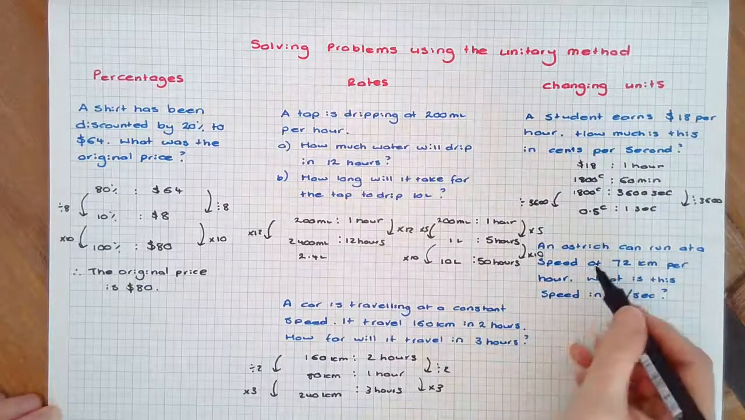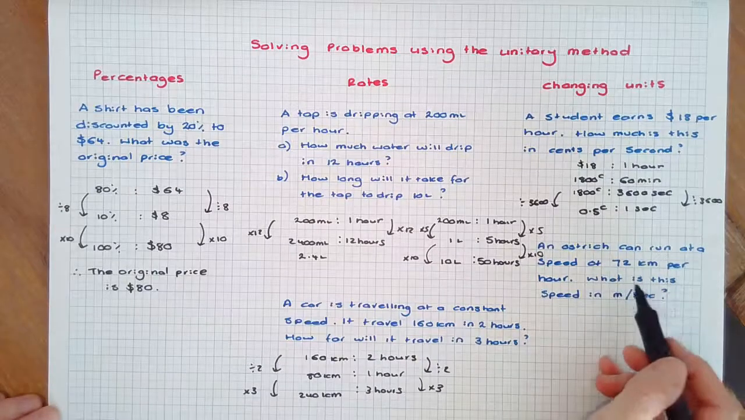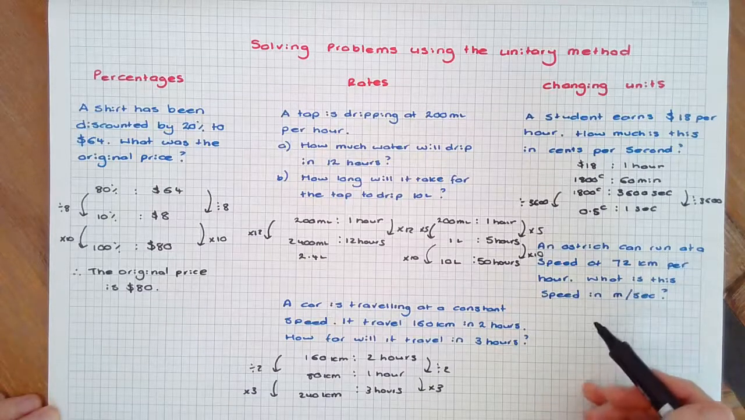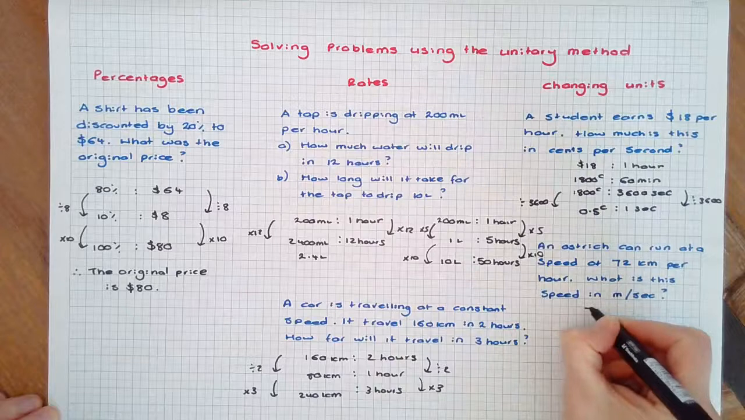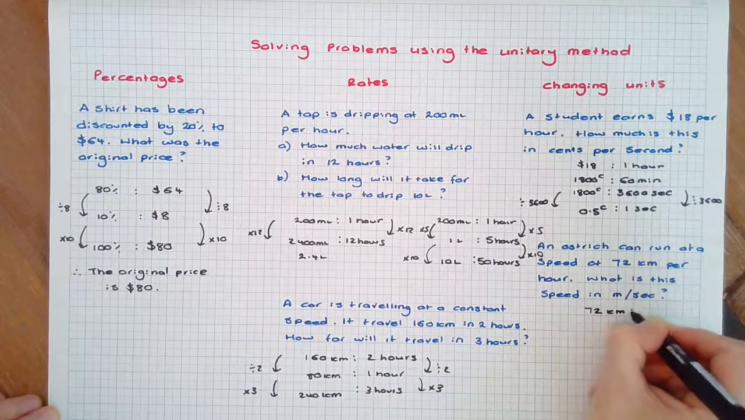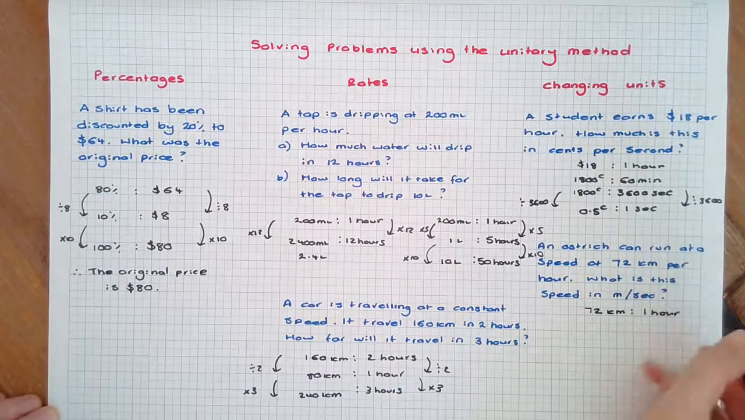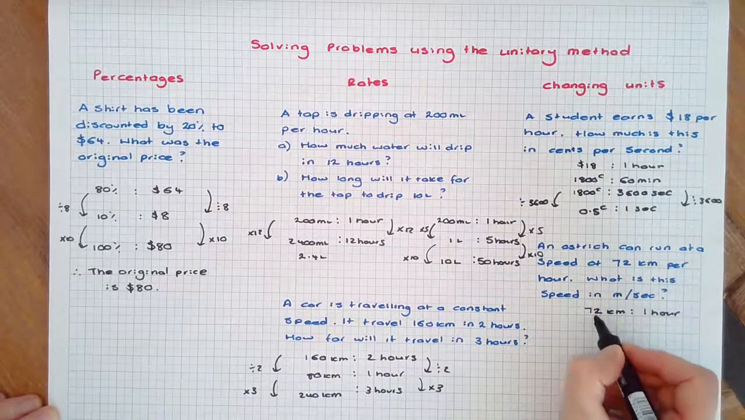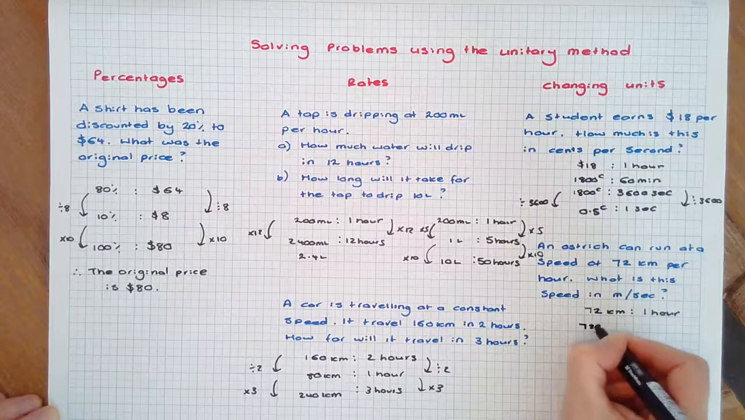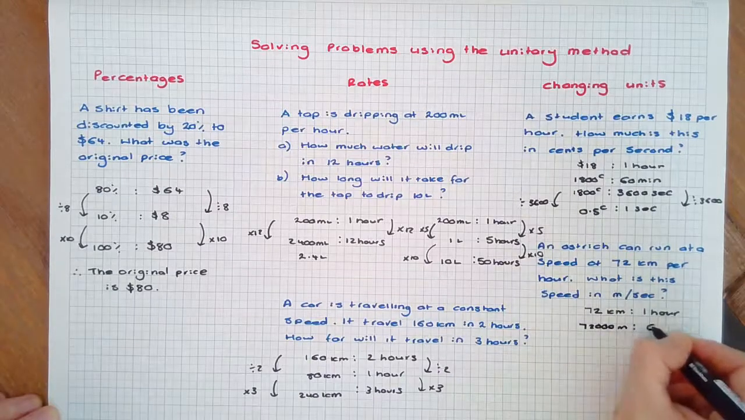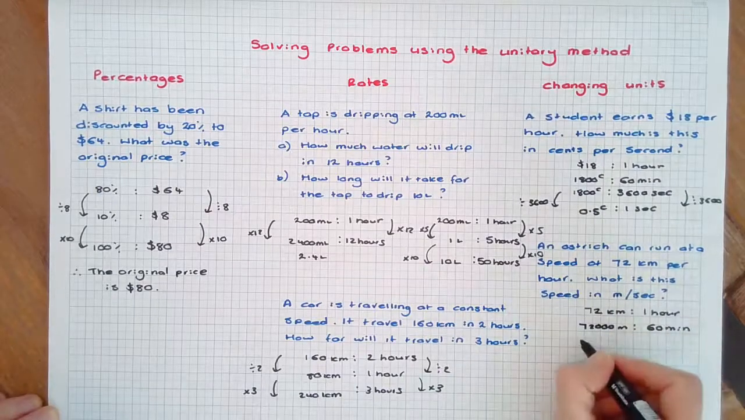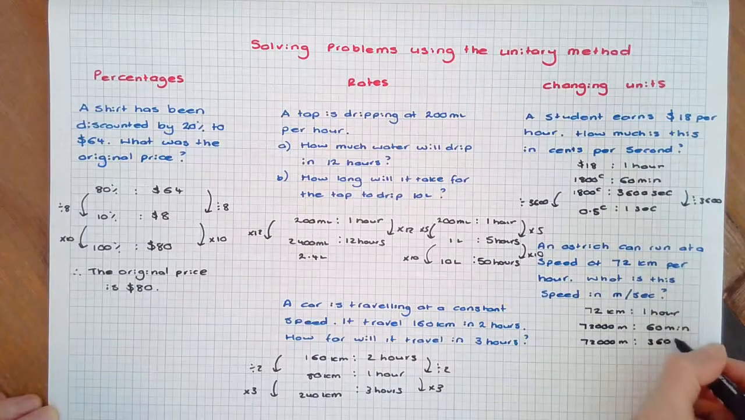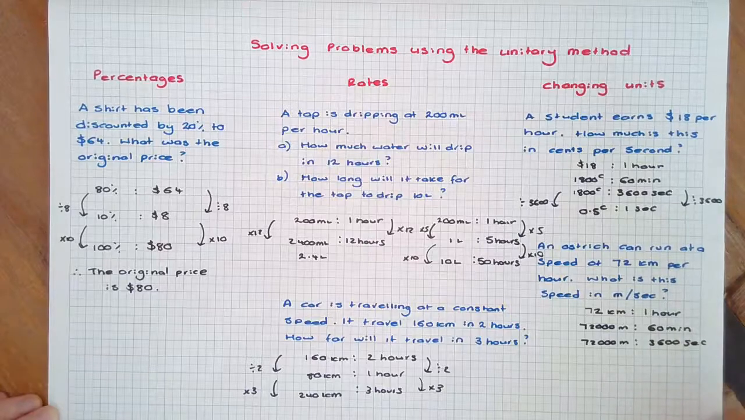Our last example, an ostrich can run at a speed of 72 kilometres per hour. What is this speed in metres per second? So we have 72 kilometres represented as 1 hour, and we need to get down to metres per second. Again, we'll go to metres first. 72 kilometres is 72,000 metres in 60 minutes. And going to seconds, 72,000 metres in 3,600 seconds.